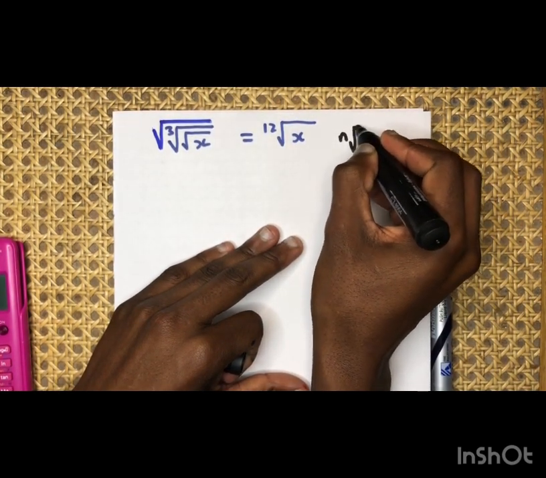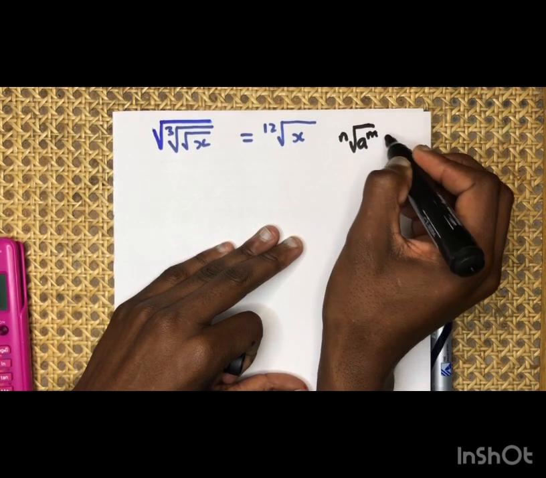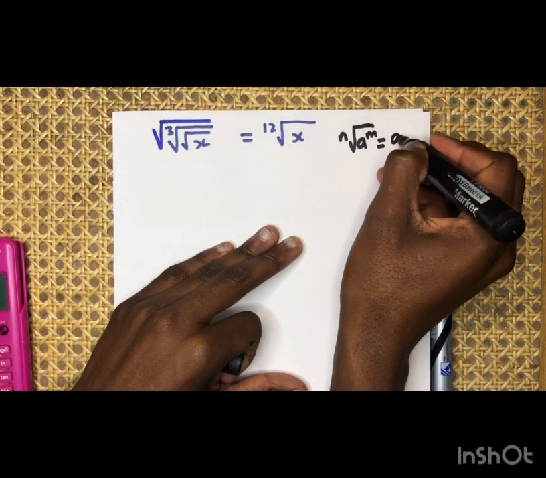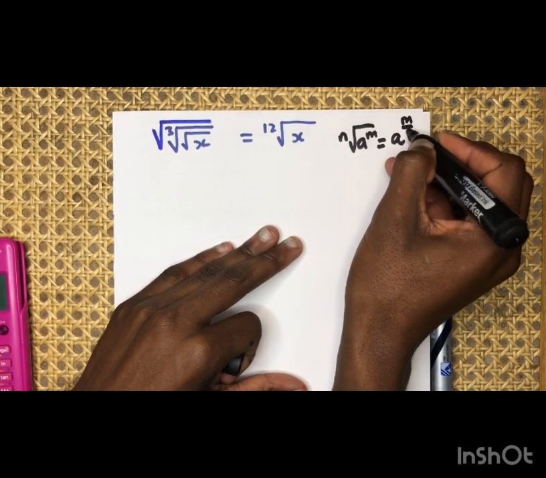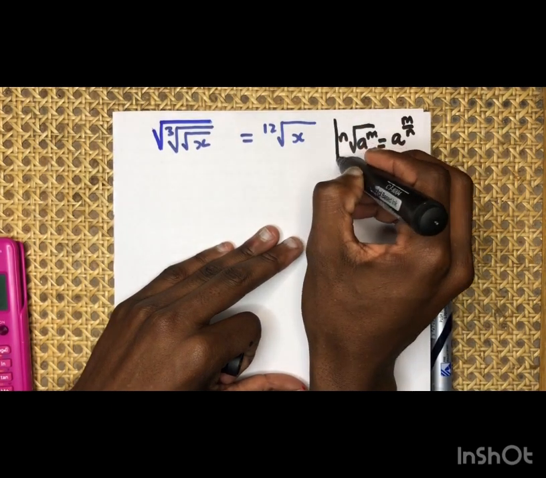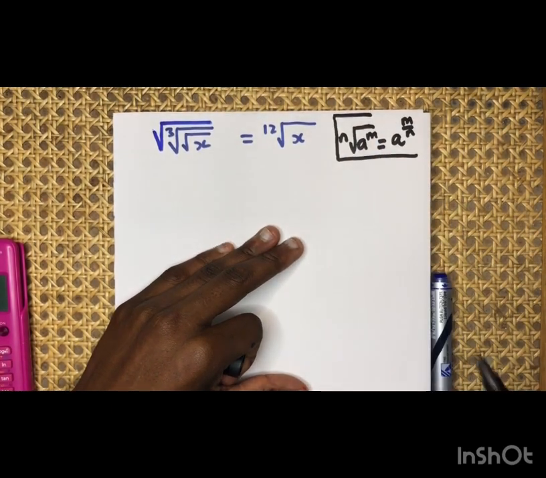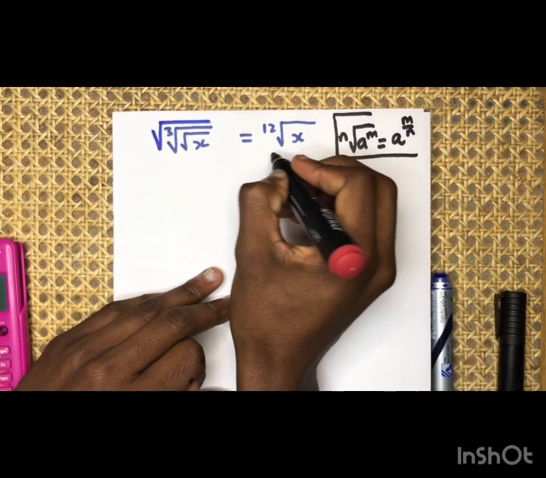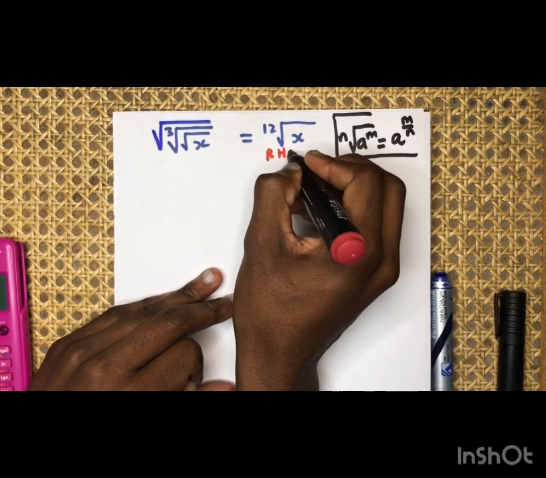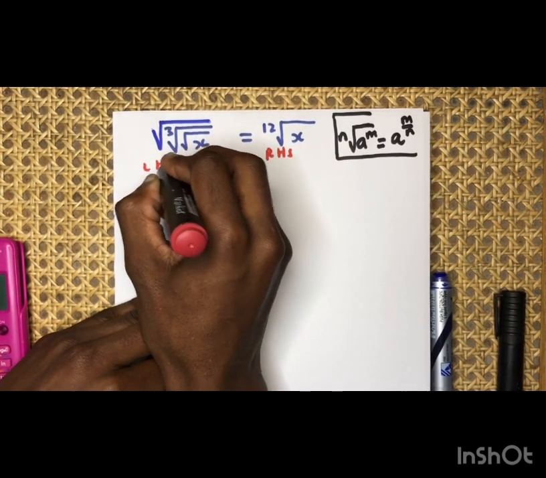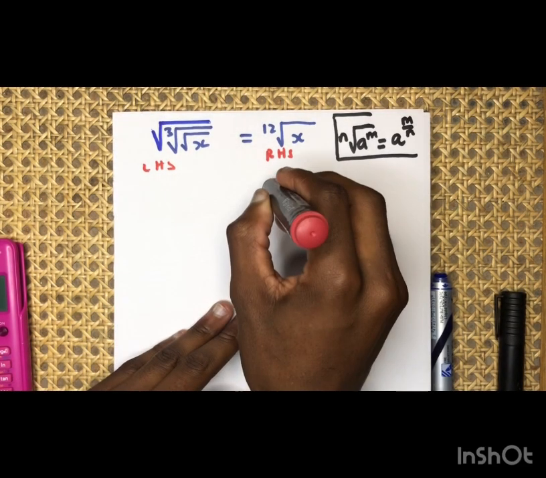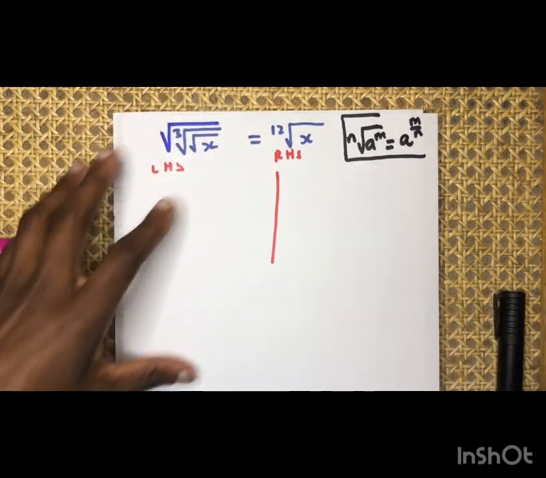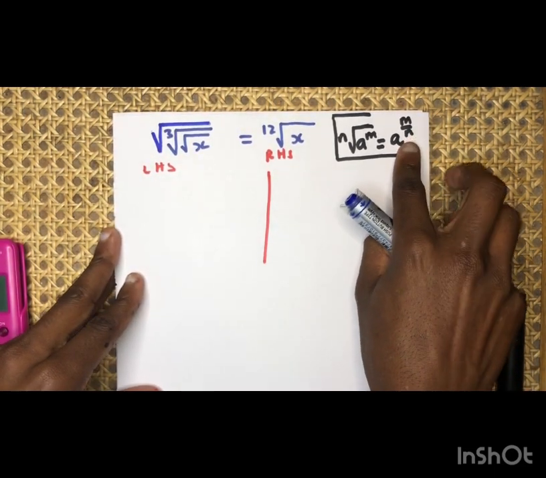If it is the nth root of a to the power m, if I'm writing this in exponential form or radical form, it is the same as a to the power m over n. This is what you are going to need in this question. So I'm going to consider this one as my right hand side and this one as my left hand side. Understand? I'm going to take my right hand side and simplify it.